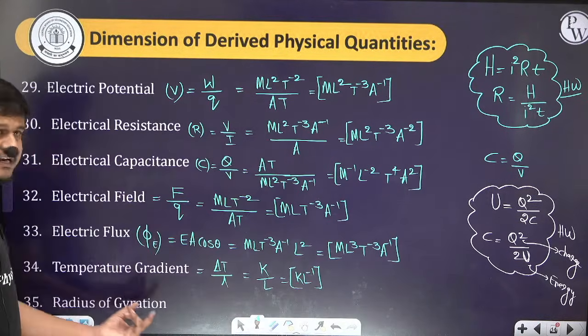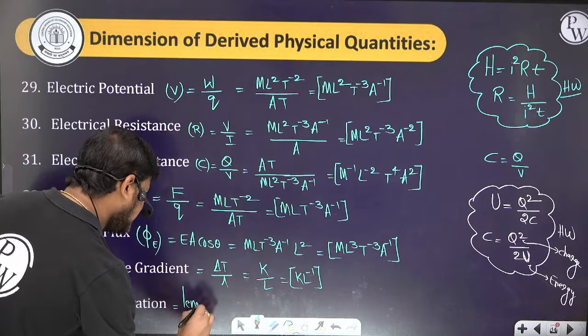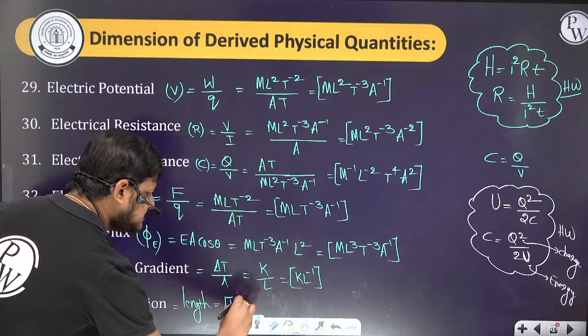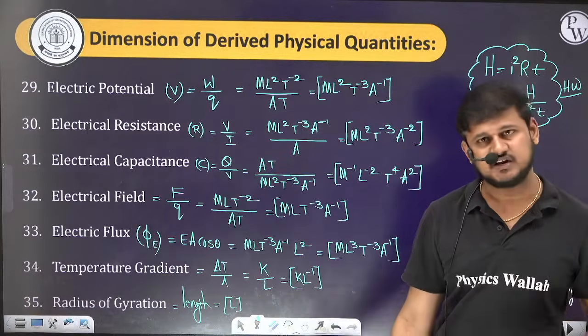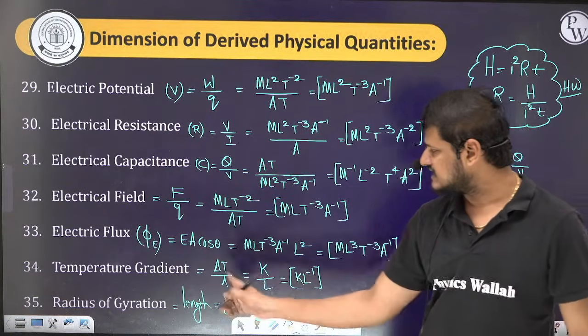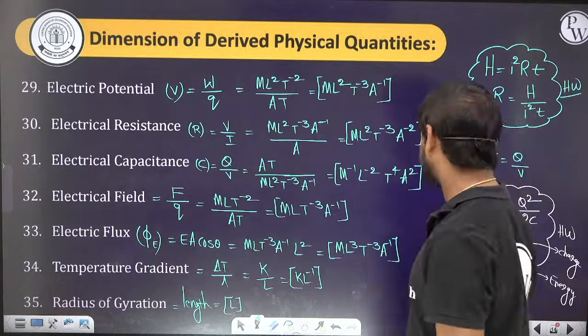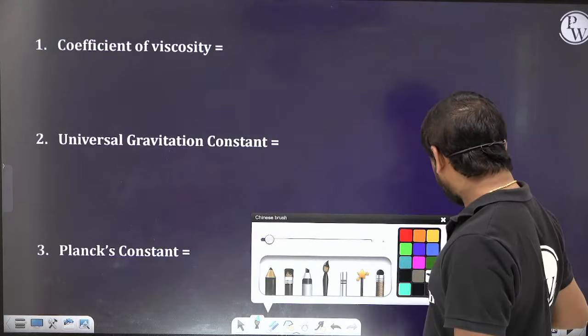Done. And radius of gyration is the length. This is the quantity which is measured in length. It's a quantity related to the length, so simply write L. We come across that in the gravitation chapter in first year only, so there I'll discuss in detail. Done. Clear? Next.